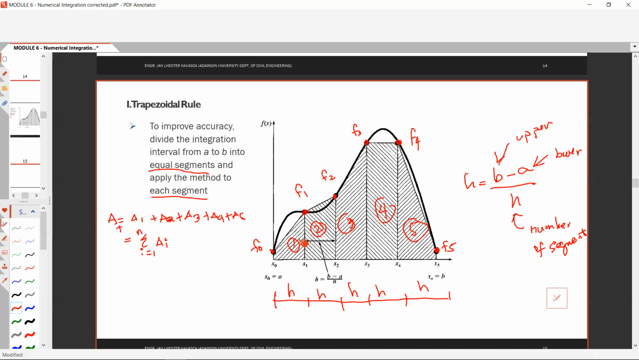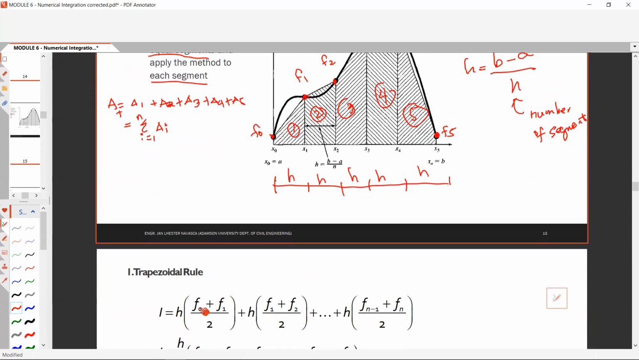So, finding area 1. How do we solve area 1? Our formula, take note, is 1/2 times h times B1 plus B2. Our B1 is f sub 0, B2 is f sub 1, then the height is h. So this is the formula: f of 0 plus f of 1 over 2 times h.